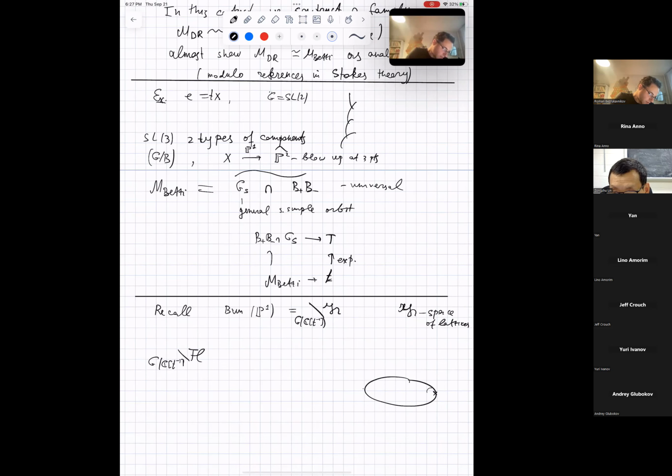So the affine flag variety mod G of C of T inverse is the same as a G bundle E on P1 with a flag at 0, and flags modulo the congruence subgroup. This is just the same thing, but plus trivialization, plus a frame at infinity, a basis at infinity.